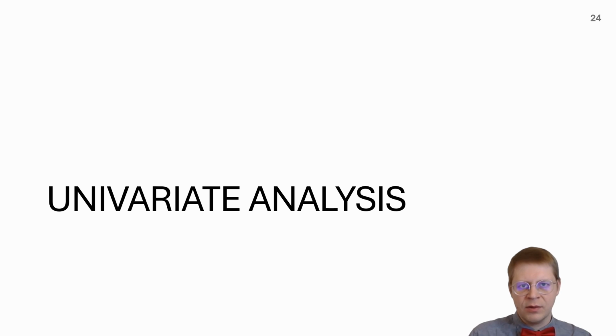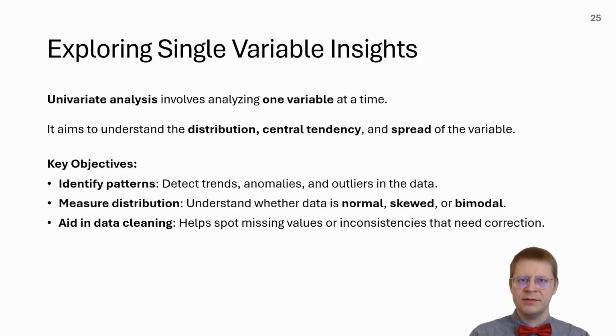Welcome back. Now let us focus on univariate analysis. It involves analyzing one variable at a time. Univariate analysis aims to understand the distribution, central tendency, and spread of the variable. The key objectives here are to identify patterns, like detect trends, anomalies, and outliers in the data; measure distribution, like understand whether the data is normal, skewed, or bimodal; and aid in data cleaning. It helps spot missing values or inconsistencies that need corrections.